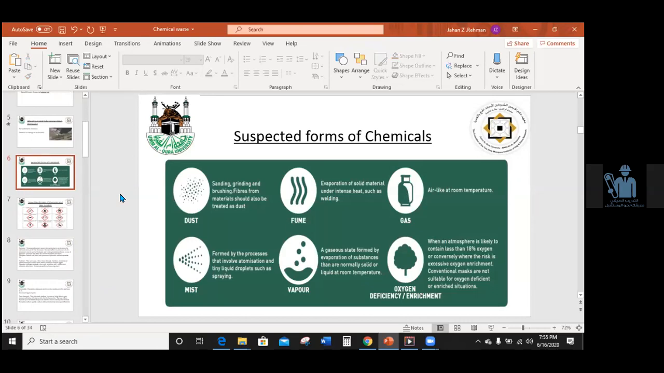Chemicals are in the laboratory or around you in these 6 forms: dust, fumes, gas, mist, vapors, and oxygen deficiency and enrichment. Now we are talking individually about all of these things. Dust might be a simple dust in your home. It might be dust in your AC, or if you are grinding any metal.